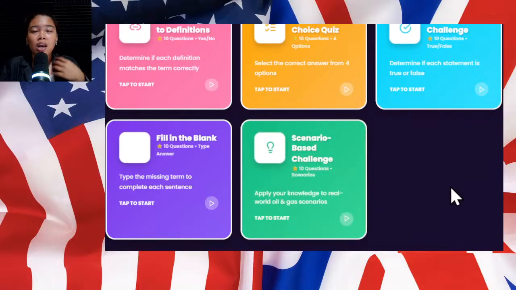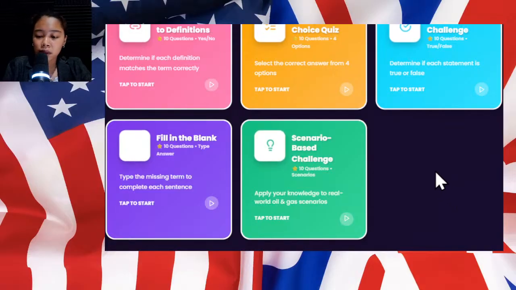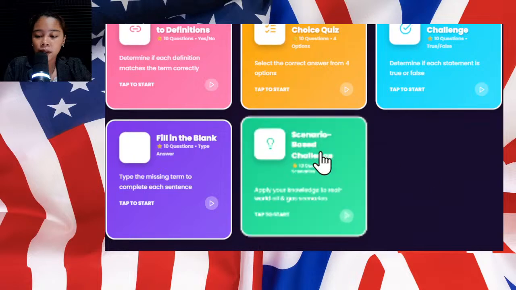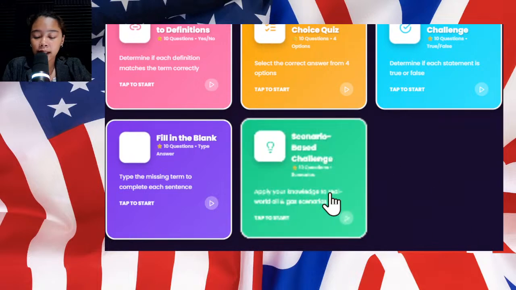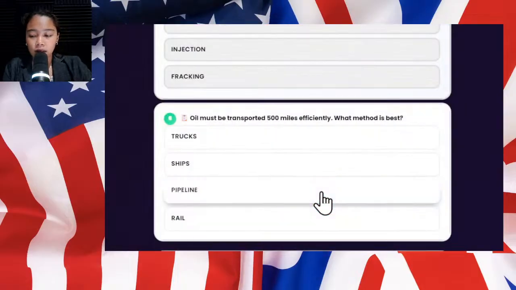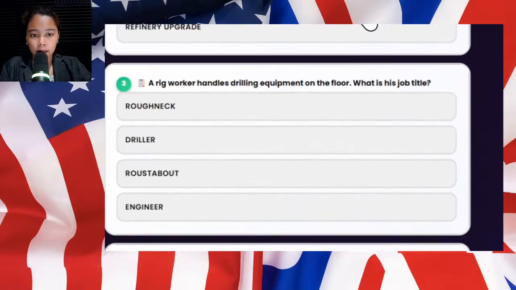Before that, let's do a breathing exercise. Quickly inhale, exhale. Okay. Inhale, exhale. All right. Let's start with the last exercise for oil and gas vocabulary. Scenario based challenge. You apply your knowledge to real world oil and gas scenarios. Let's see. There are also 10 items in here.